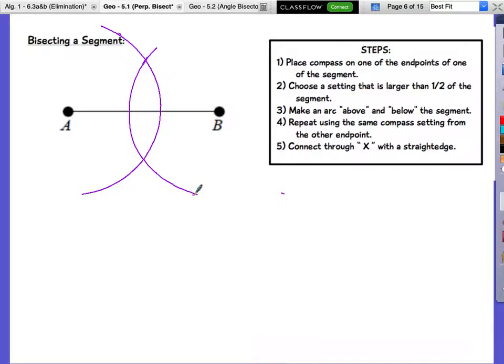So, it says repeat using the same compass at the other end point. We did that. So now we're going to connect through these two X's with a straight edge. So I want you to take your straight edge, your ruler, your paper, your folder, your binder, your phone, whatever you want to use as your straight edge. Make sure you line it up well. You want to connect above and below it.